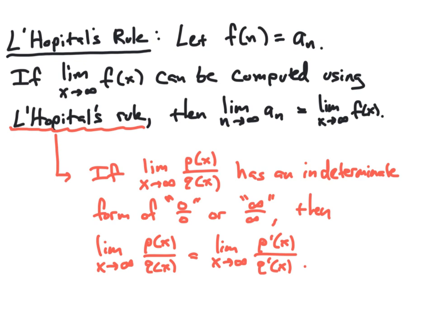The second is that when we compute the derivatives, notice that we're computing the derivatives of p and q separately. In particular, we're not taking the derivative of the quotient p over q using the quotient rule. We're only using the derivatives of the numerator and denominator functions separately.